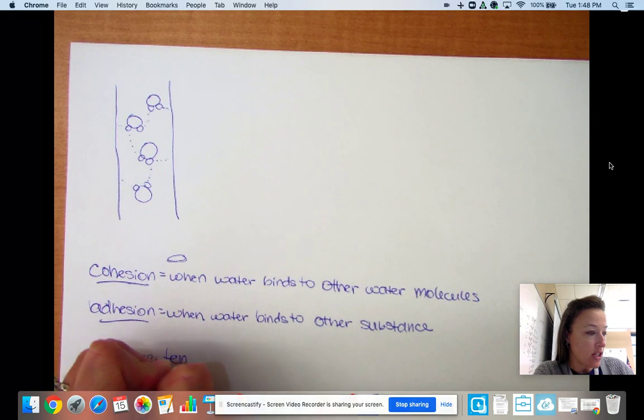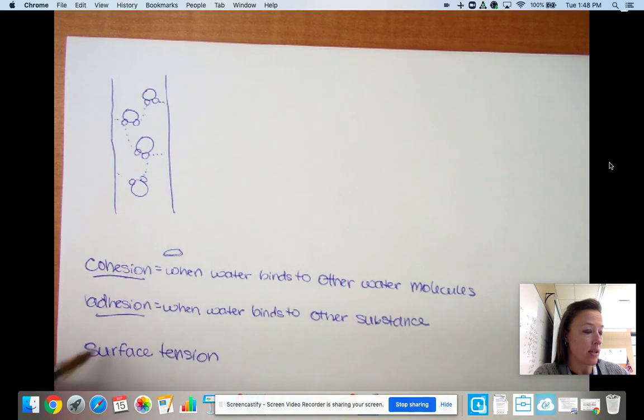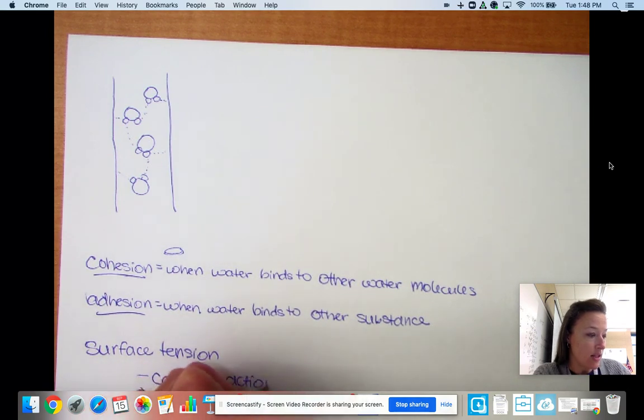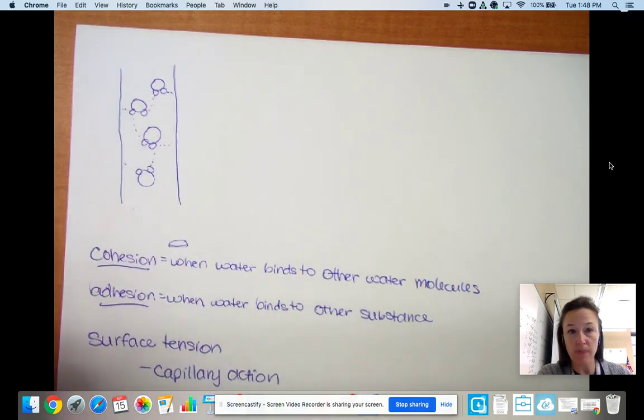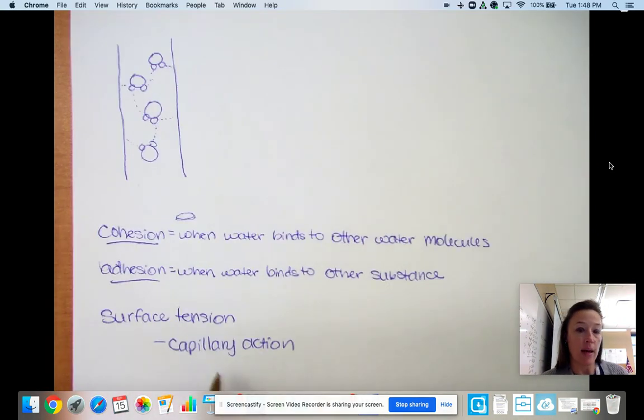Now, surface tension is really important. It is what allows water to move against gravity. So it is what allows what we call capillary action, and that is just where water will move up a really thin tube. We see this in plants. Water actually moves from the roots up the xylem, which are just really thin tubes in the plant, up to the leaves. And that is due to capillary action, which is a combination of cohesion and adhesion.